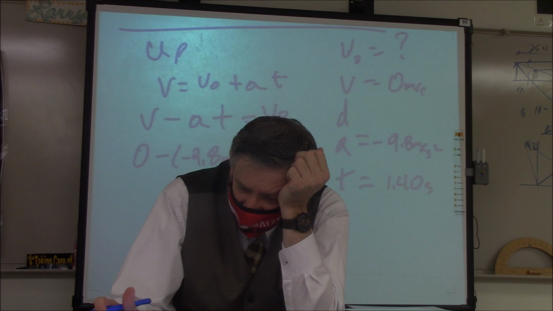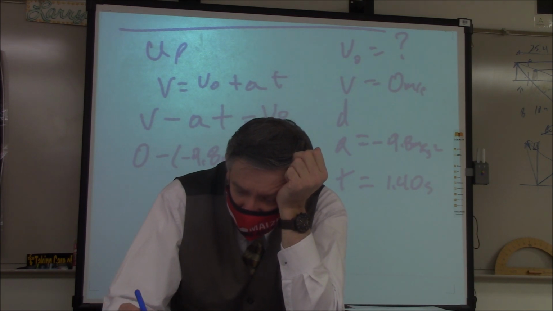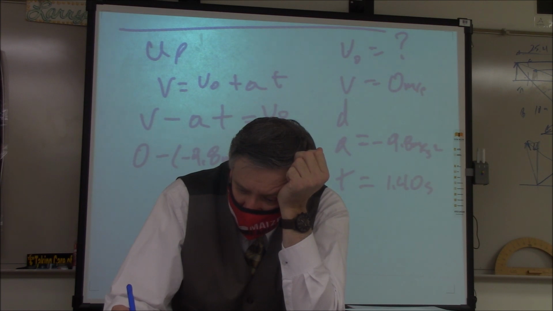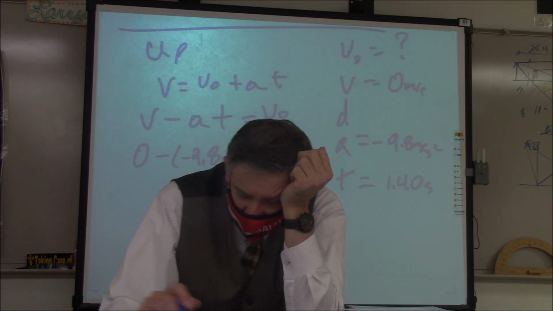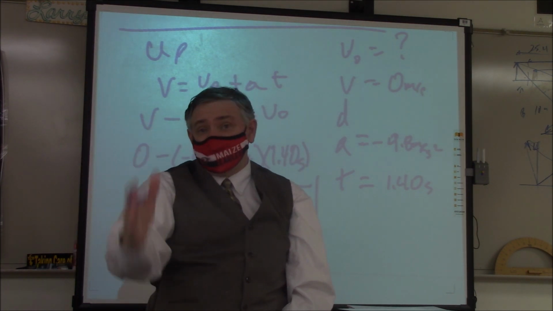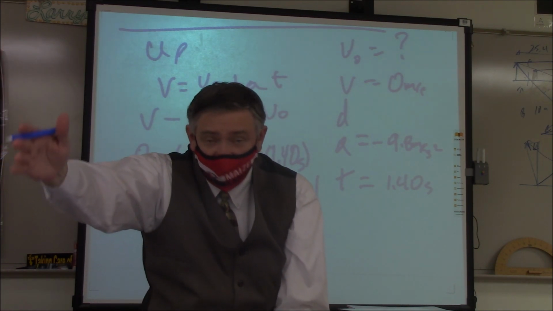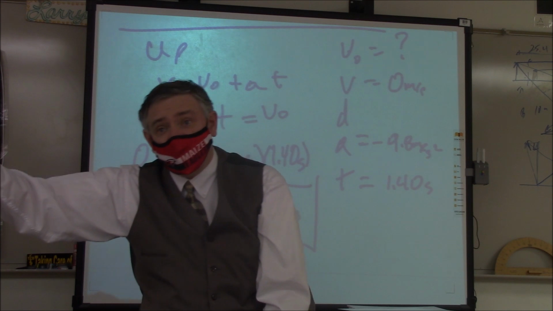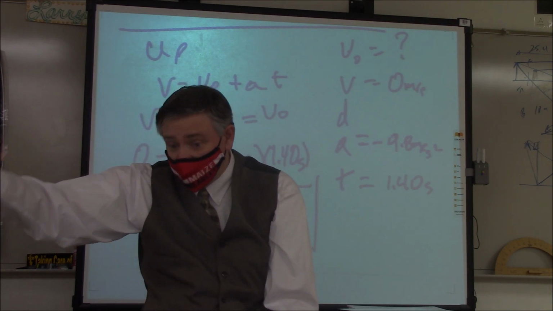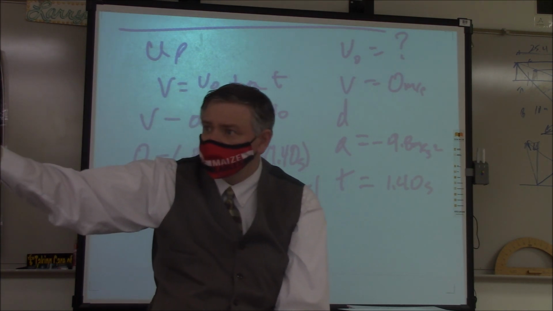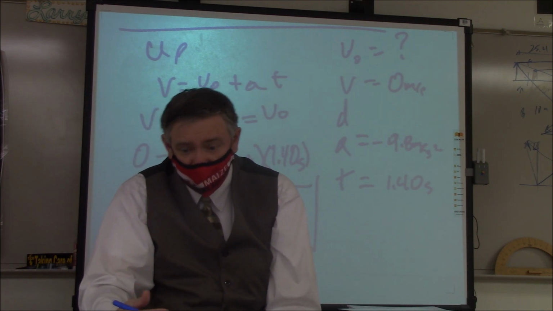So, do us a favor. Take 9.8 times 1.4. 13.72. So 13.7 meters per second. Now, that matches with what we said. Someone said that velocity has to be bigger than 9.8 meters per second, and it was. It's going to be a positive number.